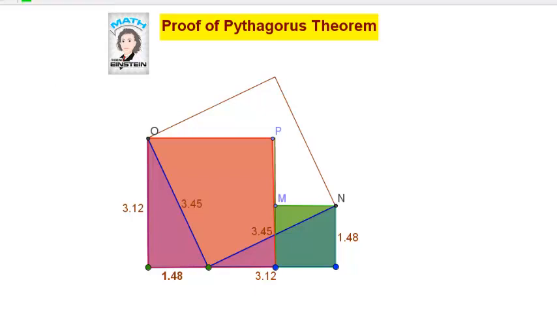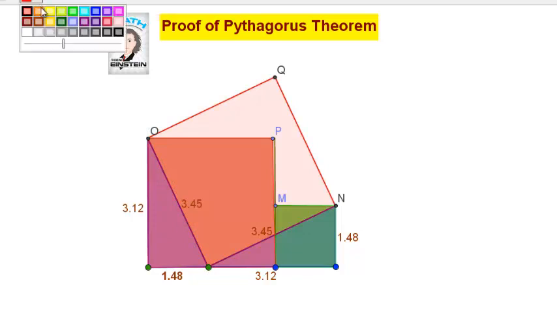Okay, so now you are able to see the square of 1.48 is here, and the square built on the side 3.12 is here. The total of these two small squares must be equal to the bigger one. The bigger one is here. The square on the hypotenuse is here. This is the square on the hypotenuse.